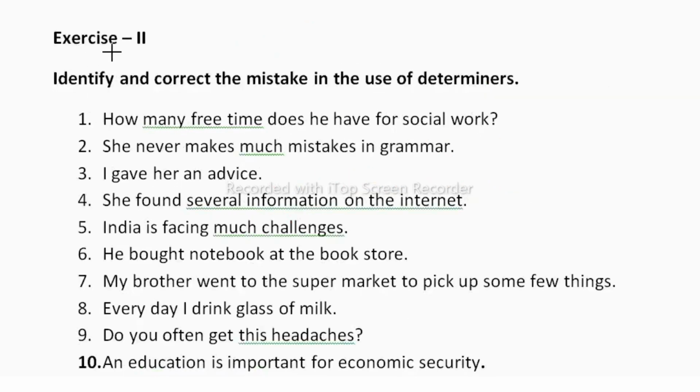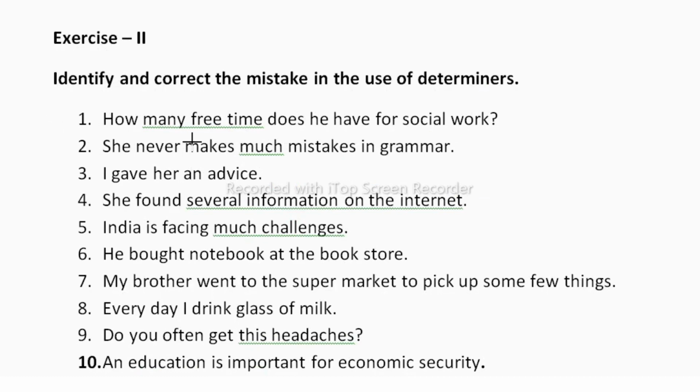Now let us see exercise 2. Here you have to identify and correct the mistake in the use of determiners. So there are some errors. My laptop is also showing the errors here. So let's solve this and try to find where the errors are.